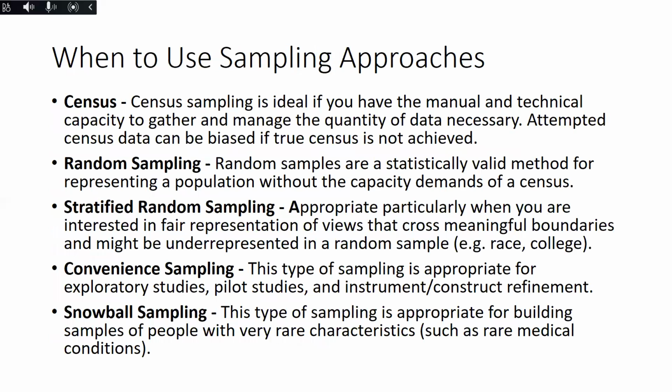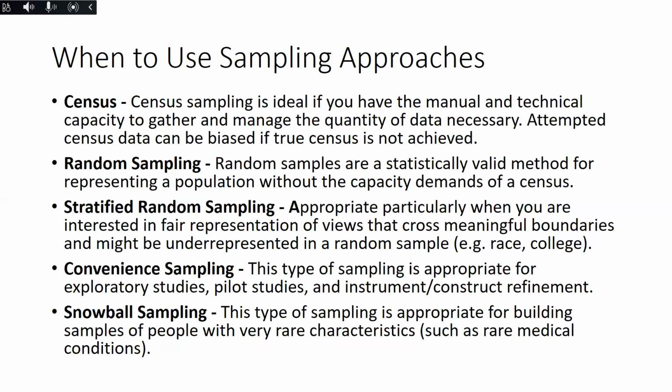So let's talk about when you would use these different methodologies, like when they make sense. You're going to want to use a census if you have the manual and technical capacity to actually gather and manage the quantity of data that you would need to do a census. Or if you have a small group that you're trying to gather information about, then a census would be appropriate because you can manage that data and you can manage what's necessary to actually go after each of those people and invite them to participate in your study.